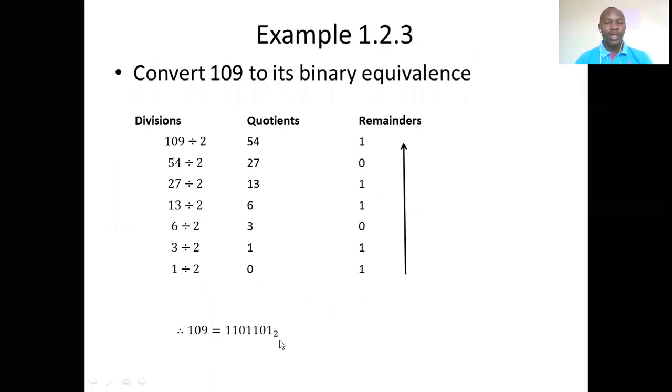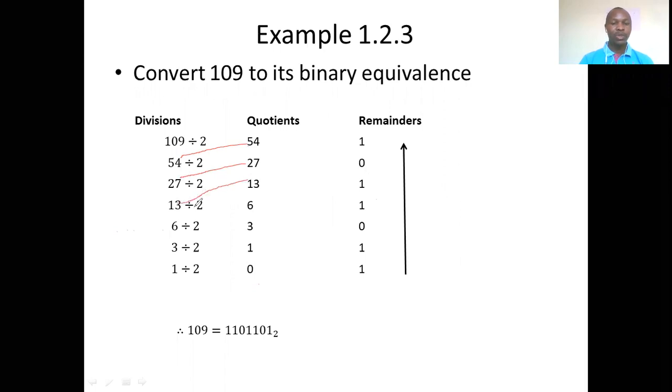Then let's look at another example. Let's suppose we want to convert the number 109, which is in base 10, to its binary equivalent. We perform repeated divisions like we just did. We start with 109, we divide it by 2, we get 54, remainder 1. Next, we are now dividing 54 by 2, we get 27, remainder 0. Next, we divide 27 by 2, we get 13, remainder 1.